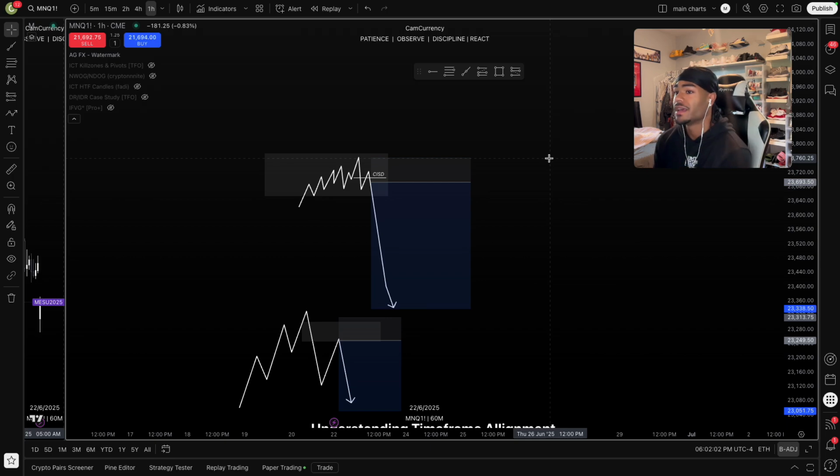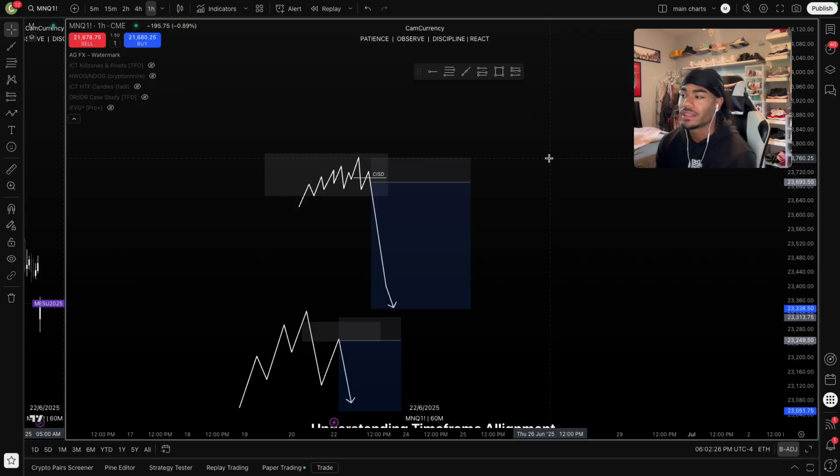I found when I don't use time frame alignment and when I do just blindly enter off an imbalance, my risk to reward is always worse. Plus I lose a lot more. Not saying that you can't be successful without it. You don't have to do this every time. You don't have to zoom into the 15 or the 5-minute, whatever time frame you're trading off. You don't have to use the fractal entry. However, it definitely makes it helpful.